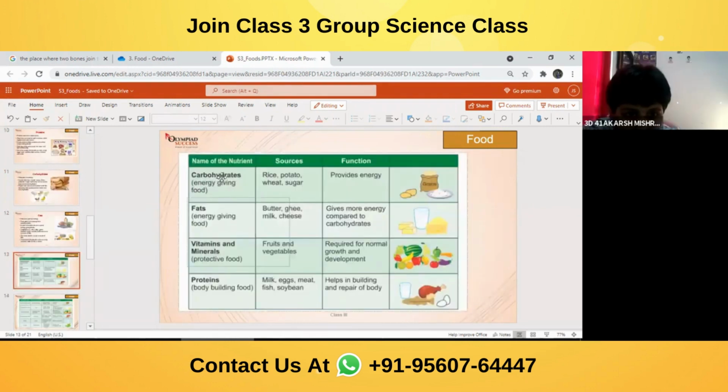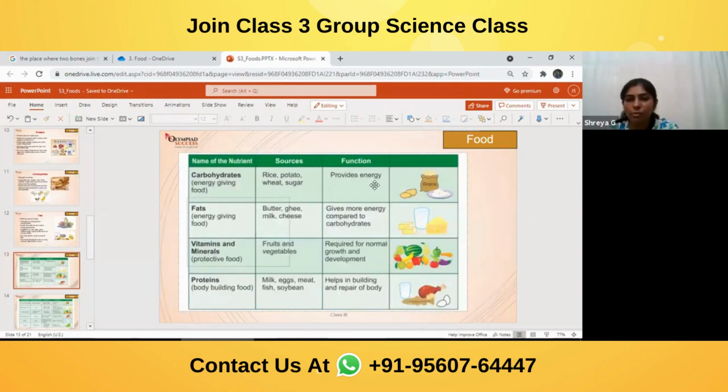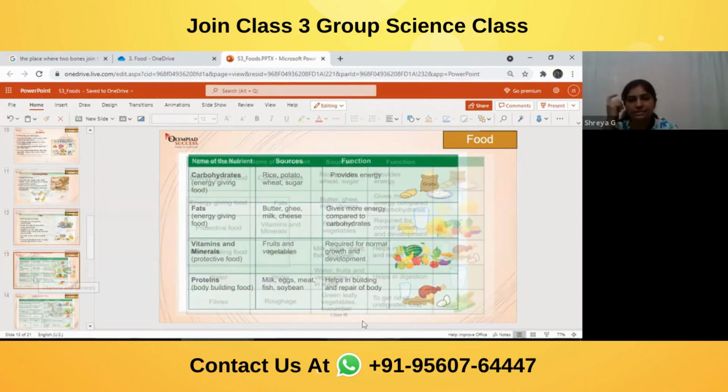Name of the nutrient like carbohydrates. Which are the sources of carbohydrates and what is their function? Fats are there. What are the sources and what is their function? Vitamins and minerals. What are their sources and what is their function? Proteins. What are the sources and what is their function? All these things are there. Everyone, I want everyone to mute yourself and read it on your own. We have done all these things.